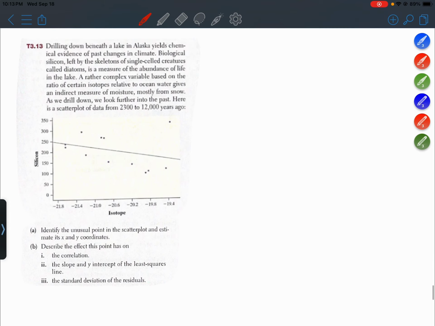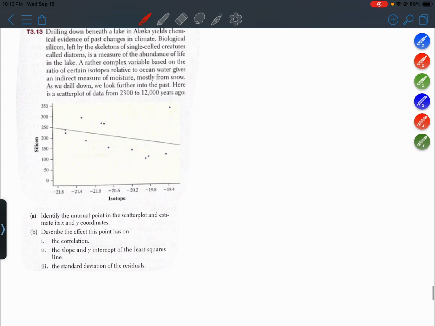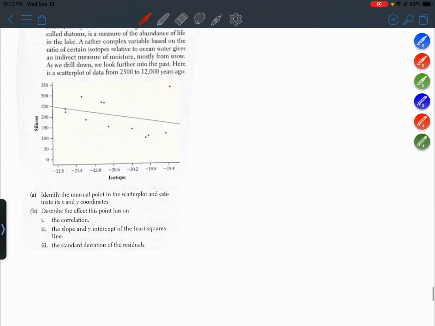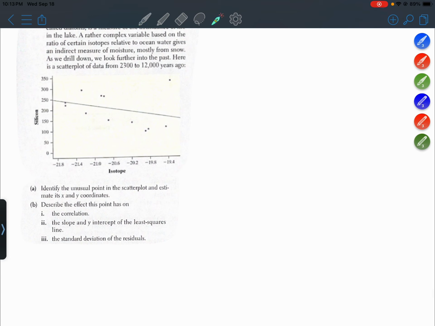All right, so that was a lot of scientific context. I'm not sure how much of that we actually need to apply, but the important thing is that we're looking at the isotope versus the silicon. Those are the variables that we're trying to relate. All right, so part A. Identify the unusual point in the scatter plot and estimate its x and y coordinates.